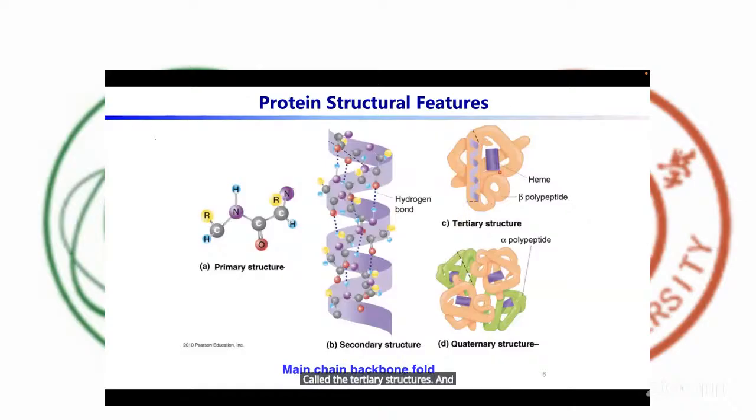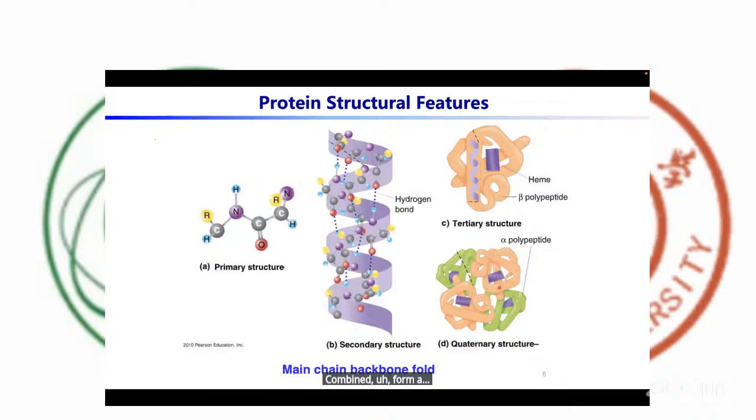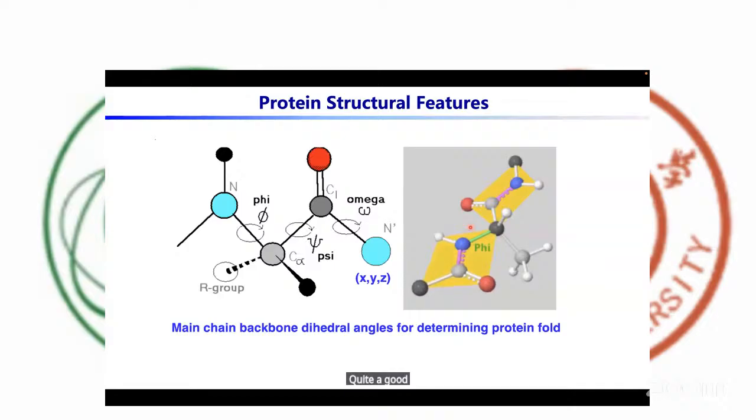And then different chains may combine to form multi-domain structures called quaternary structures. Of course, quaternary structures make the structural prediction even harder. But at least AlphaFold is capable of predicting the tertiary structure with quite good performance. So the question is how an amino acid chain folds into a globular type of structure.